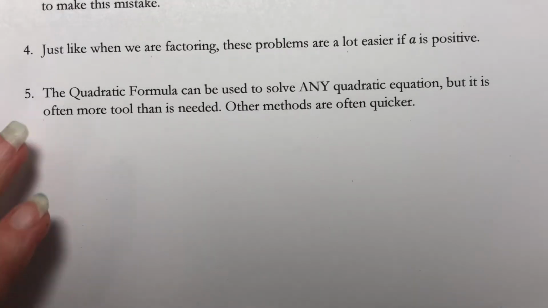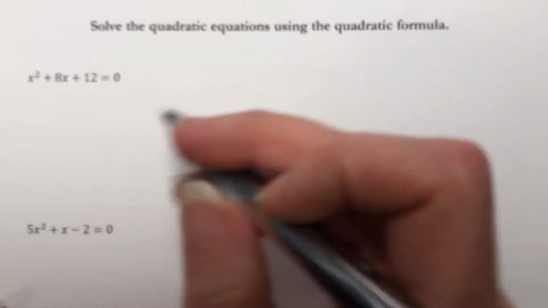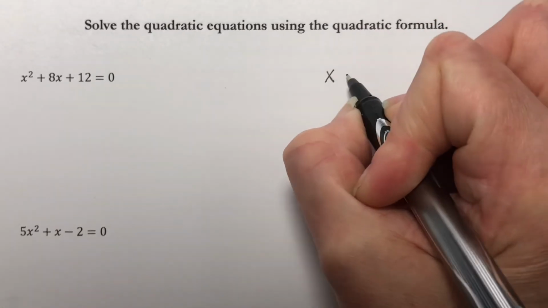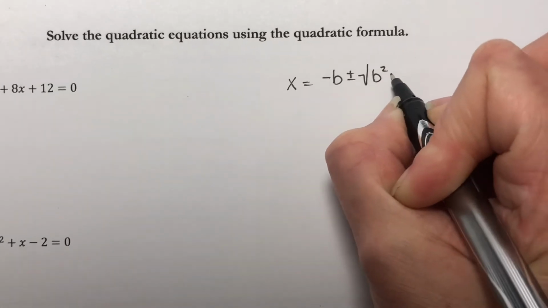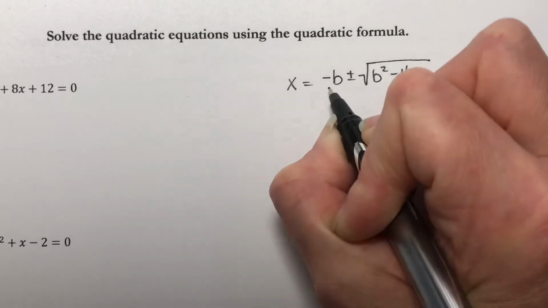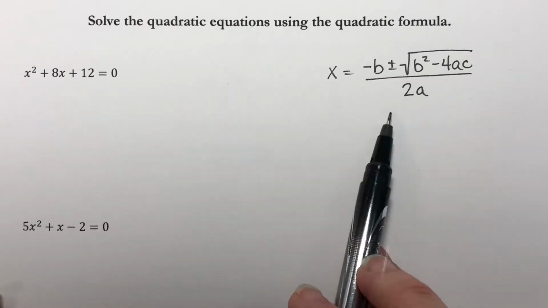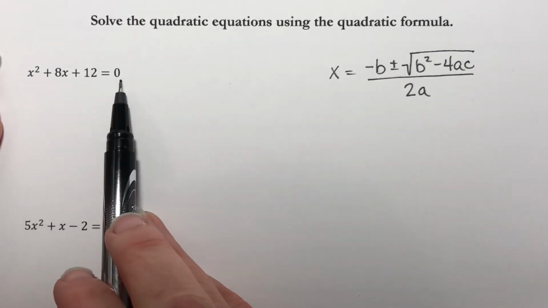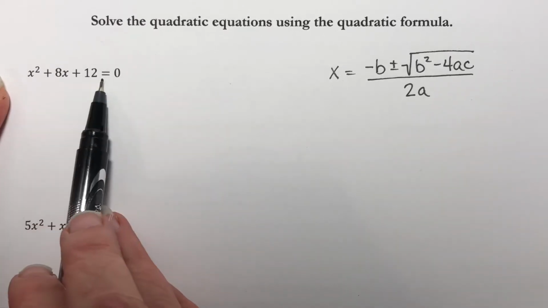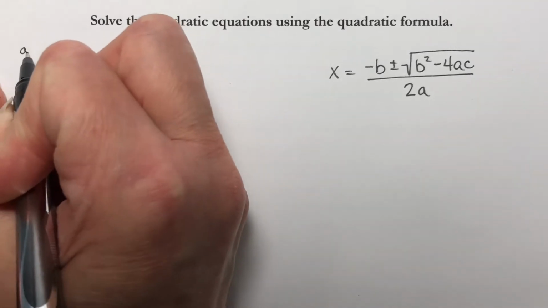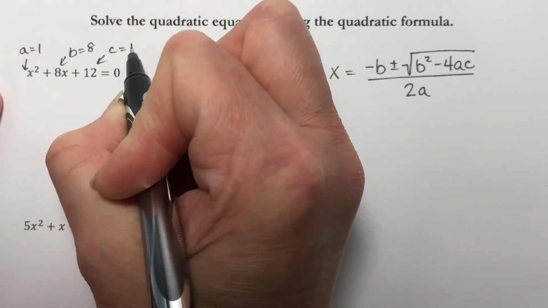So let's work some problems using this. I'm going to rewrite the quadratic formula over here. Okay, and now we'll use this to solve these equations. The first thing we need is a 0, and we have that. So we look at our coefficients. Our a is 1, our b is 8, and our c is 12.